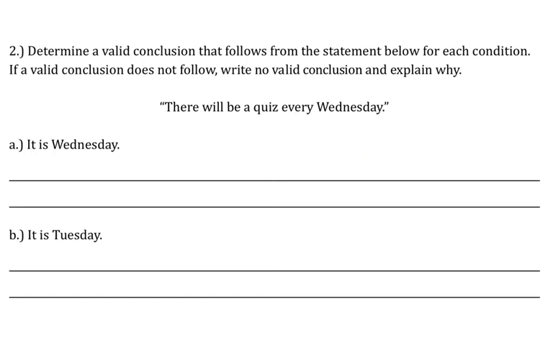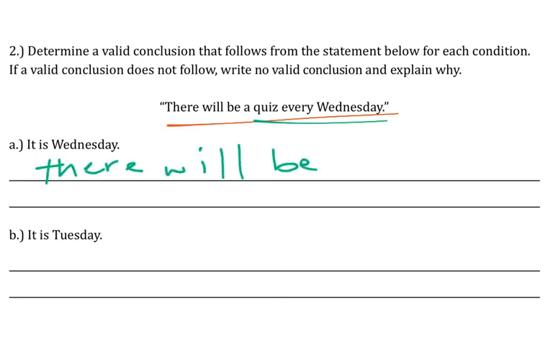Determine a valid conclusion that follows from a statement below. So here's the statement. There will be a quiz every Wednesday. Well, it is Wednesday. That's the first statement. So what can you conclude? Well, if it is Wednesday and you have a quiz every Wednesday, we can assume there will be a quiz.